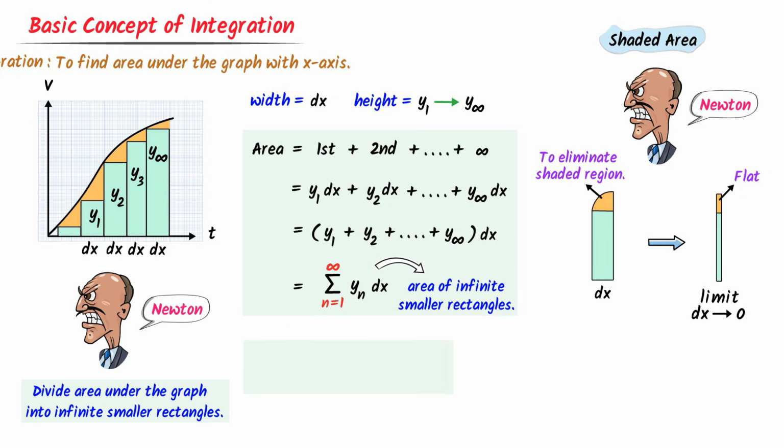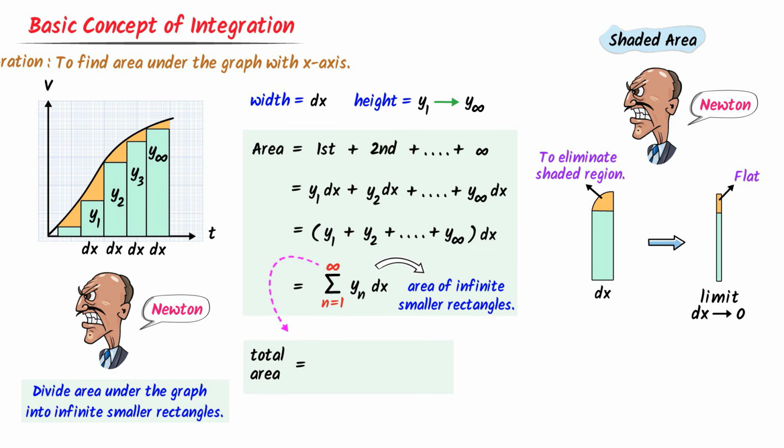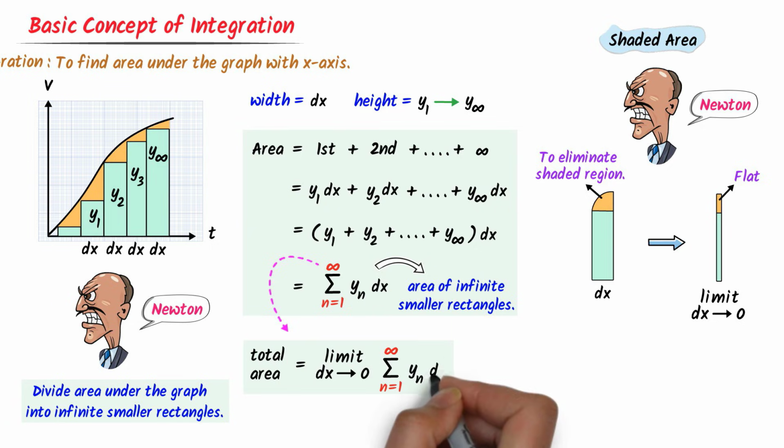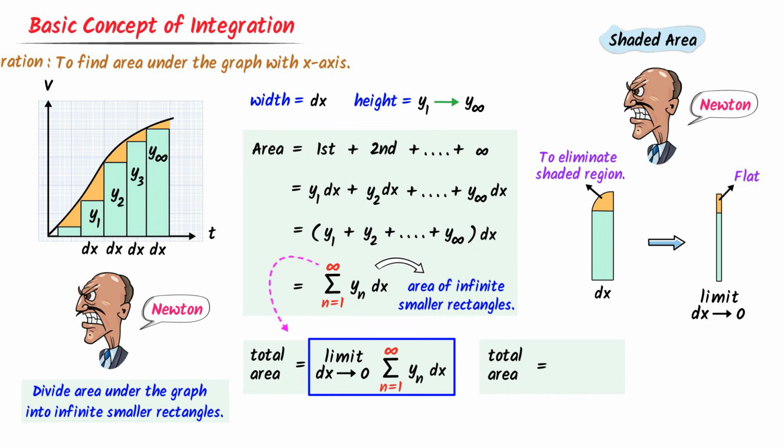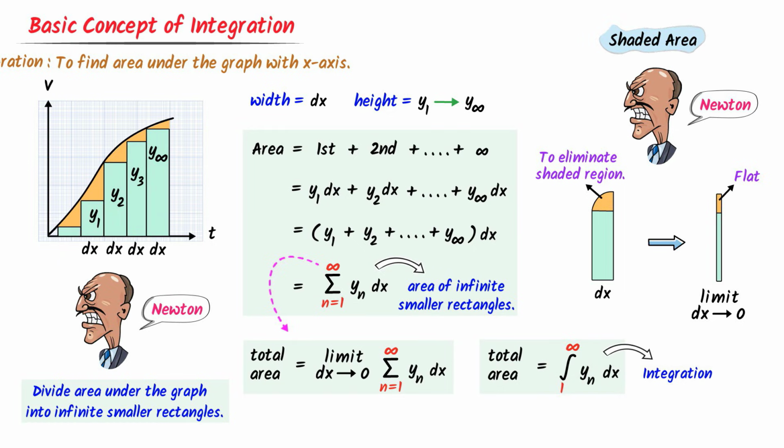Thus Newton Baba rewrites the sigma notation as: total area under the graph is equal to limit dx approaches 0 sigma n starts from 1 and goes up to infinity, yn dx. To simplify it further, he writes integral n starts from 1 and goes up to infinity, yn dx. This is known as integration.